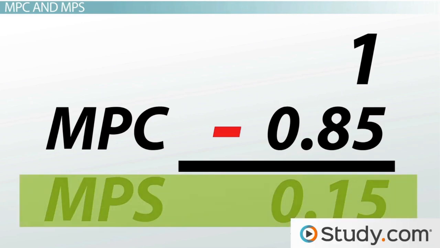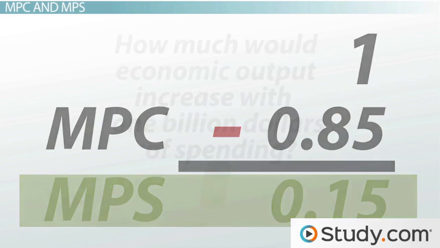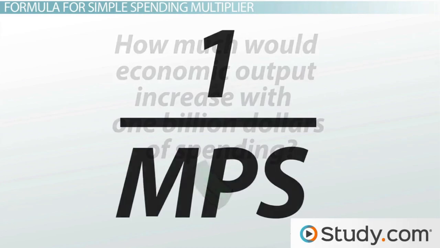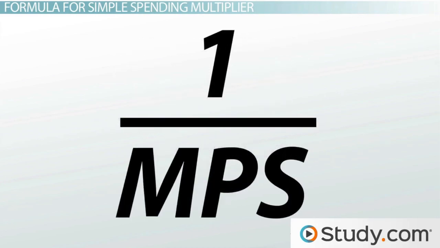The MPS is actually one of the components of the simple spending multiplier, which is why we need it right now. Our original question was, how much would economic output increase with a $1 billion increase in spending? And we used the simple spending multiplier to figure this out. The formula for the simple spending multiplier is 1 divided by the MPS. Let's try an example or two.